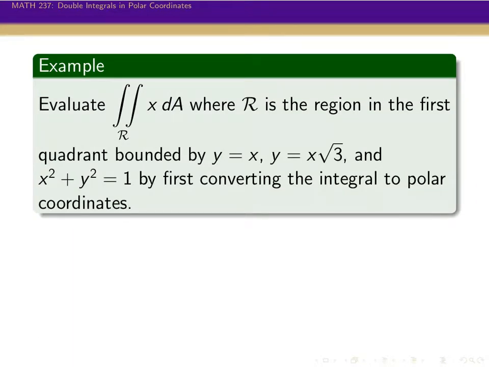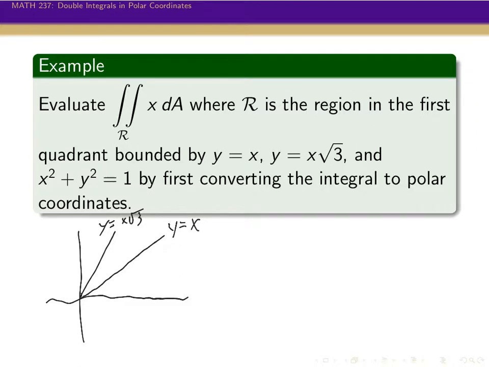Okay, so let's go back to the integral that we had right at the beginning of this video, and let's work it out now that we have everything that we need. Okay, so our region here was split between two lines. So we have y equals x, and then we have y equals x times the square root of 3, and then we're inside the circle of radius 1. Okay, so what are our bounds here?